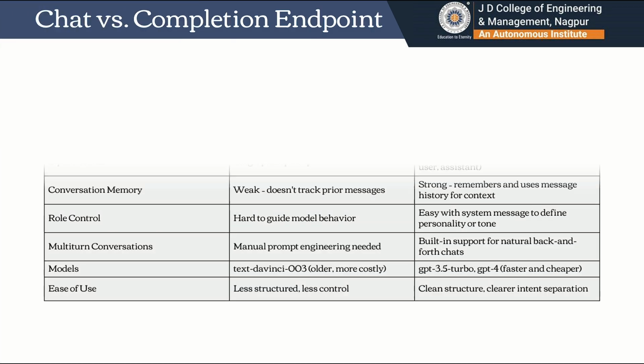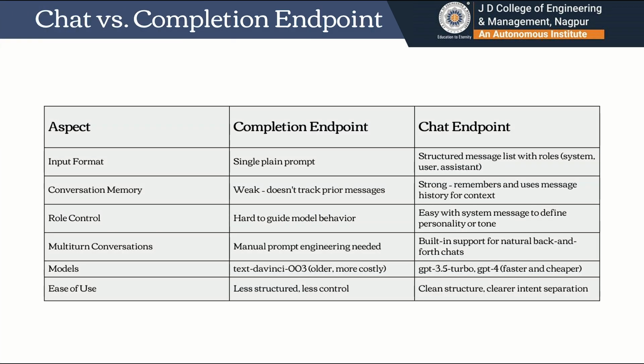This slide gives a step-by-step comparison between the chat endpoint and the older completion endpoint, helping us understand why the chat endpoint is a better choice for most modern applications. Let's break it down row by row. First is input format. The completion endpoint accepts a single plain prompt, like a block of text, but the chat endpoint is more organized. It uses a structured message list with defined roles like system, user, and assistant. This gives us much better control and flexibility.